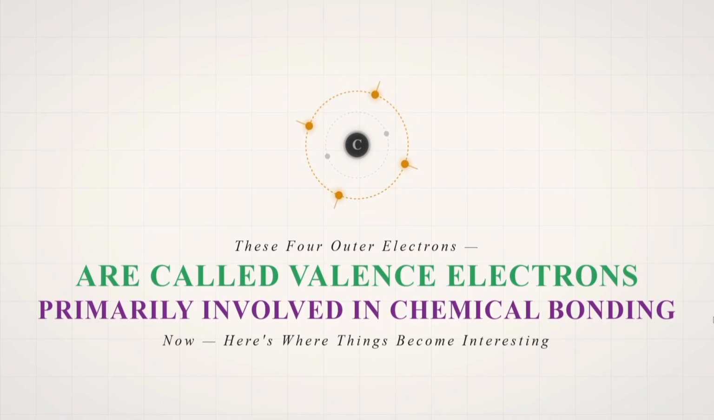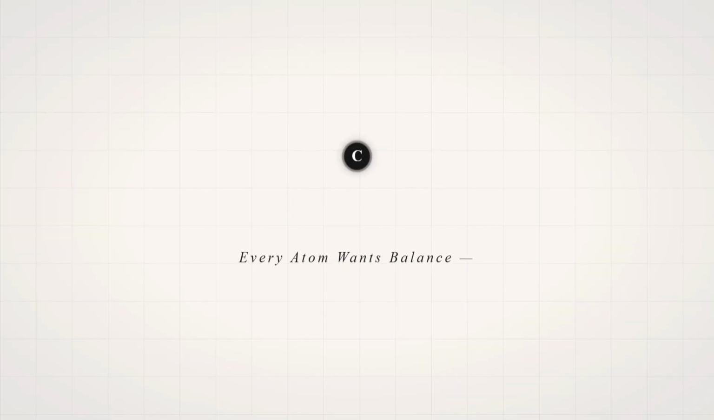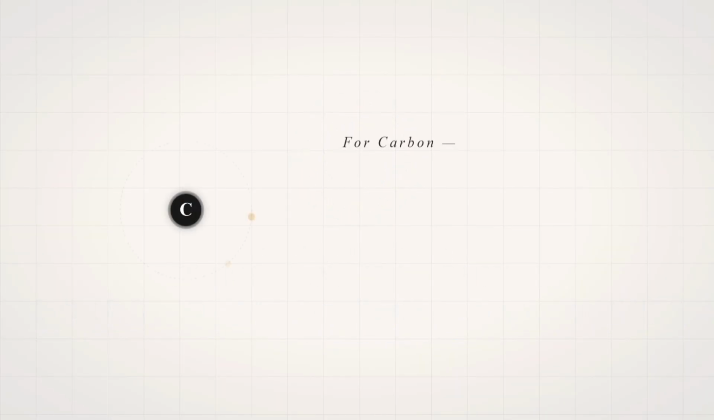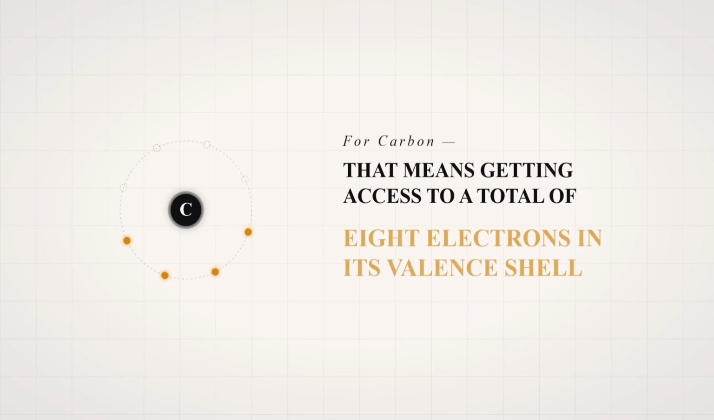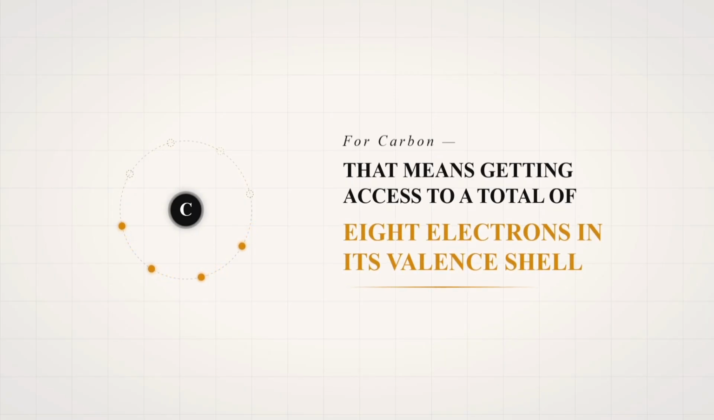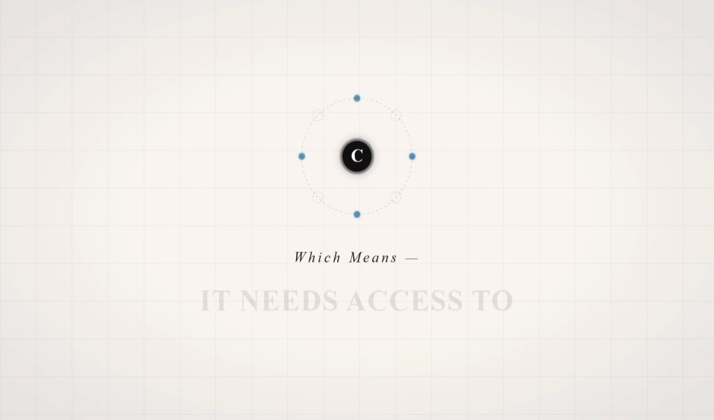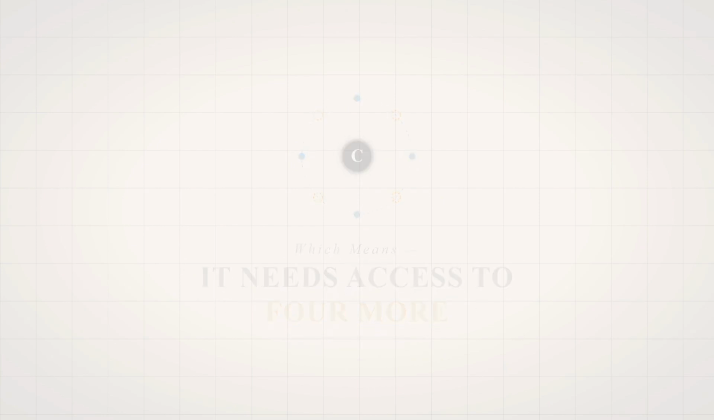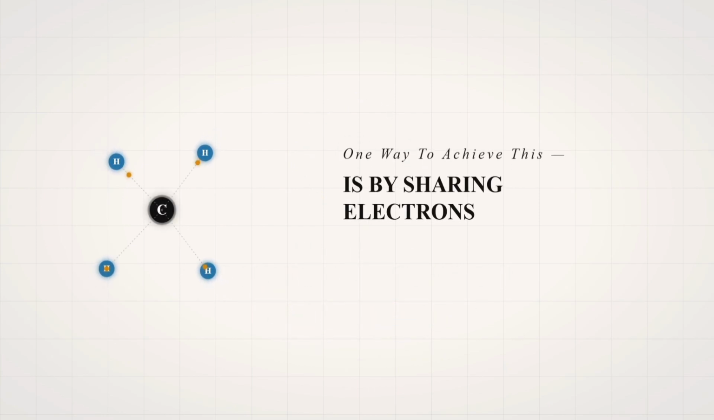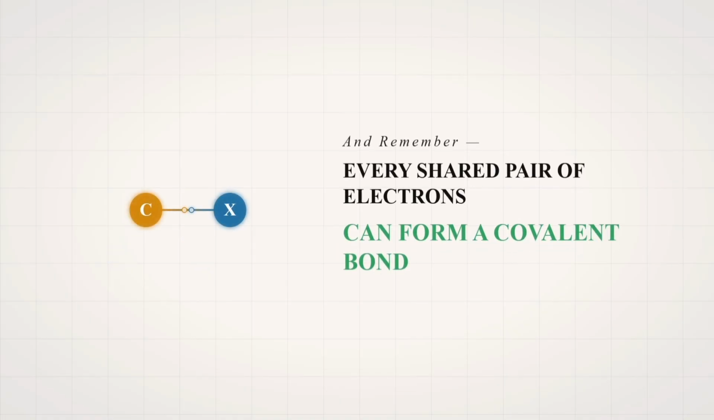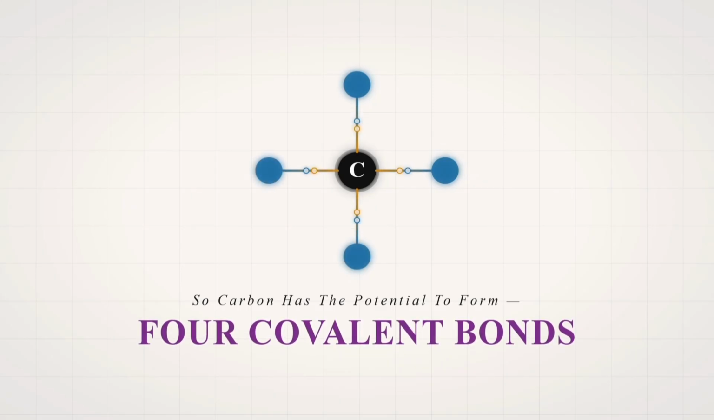Now here's where things become interesting. Atoms tend to achieve more stable electron arrangements. For carbon, that means getting access to a total of 8 electrons in its valence shell. Carbon already has 4, so it needs access to 4 more. One way to achieve this is by sharing electrons with other atoms, and every shared pair of electrons can form a covalent bond. So carbon has the potential to form 4 covalent bonds.